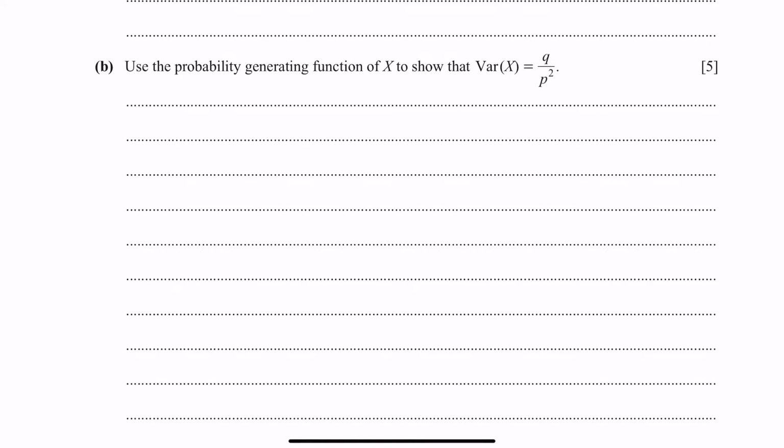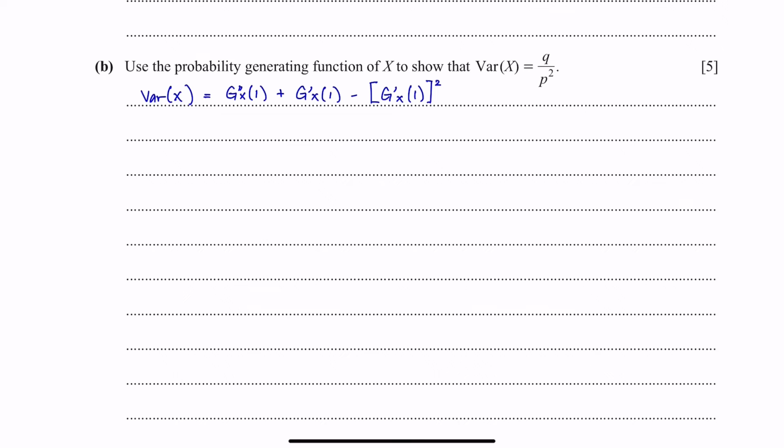Part B. Use the probability generating function of x to show that the variance of x is q over p squared. So the variance of x has the formula of G prime prime 1 plus G prime 1 minus the square of G prime 1. This means that we would need to find the value of G prime prime 1 and G prime 1.